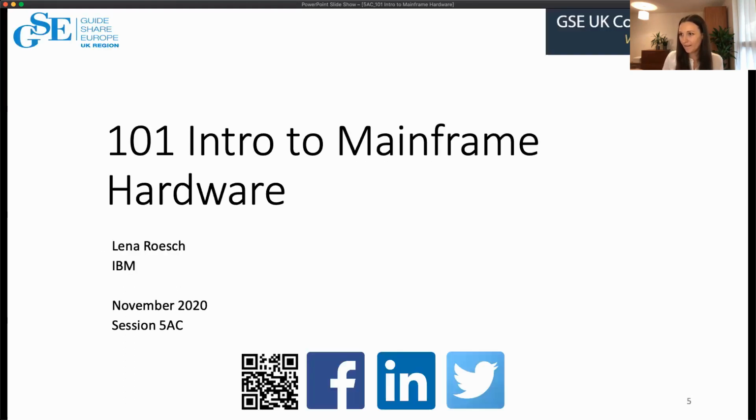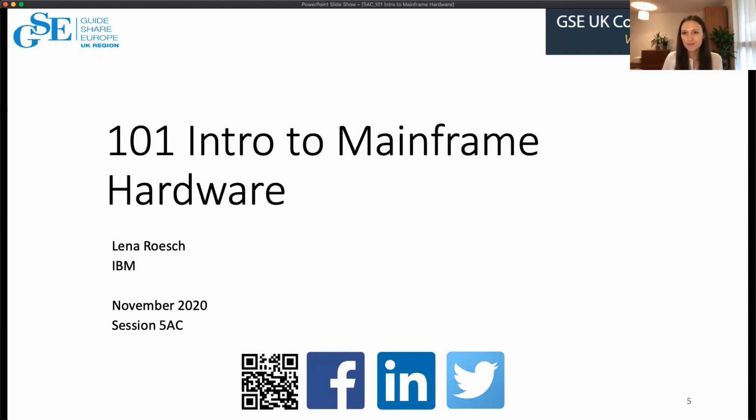Okay. Then let's get started. So the session is an introduction to the mainframe hardware. And the aim of the session is to give you an understanding of what a mainframe is and what makes the mainframe hardware design so special.